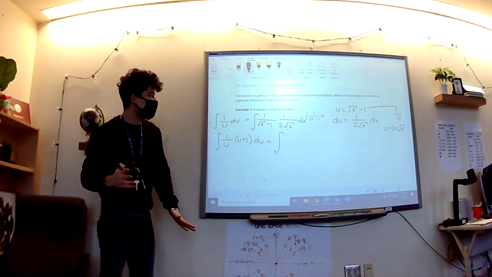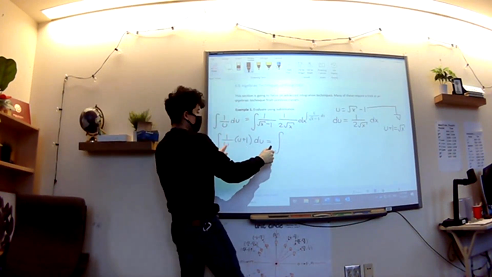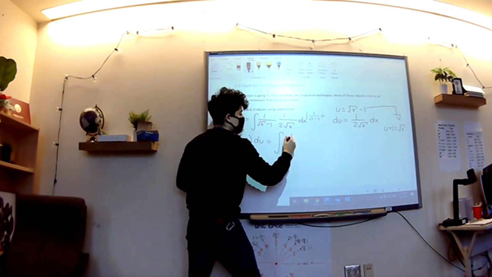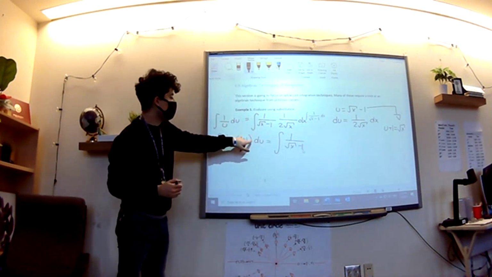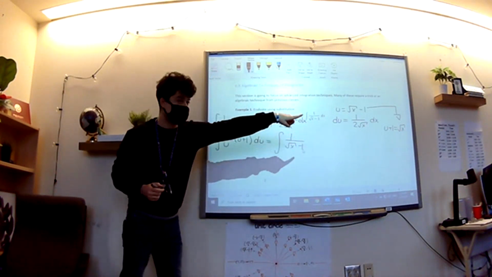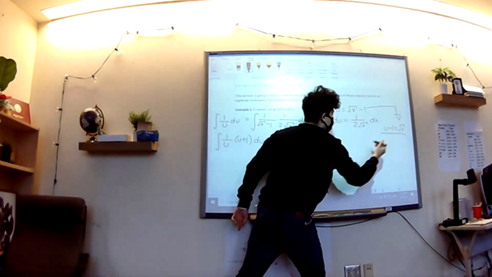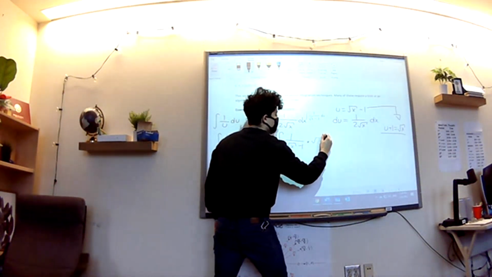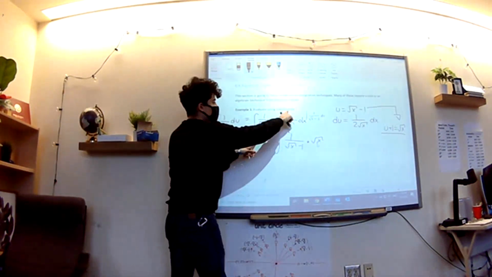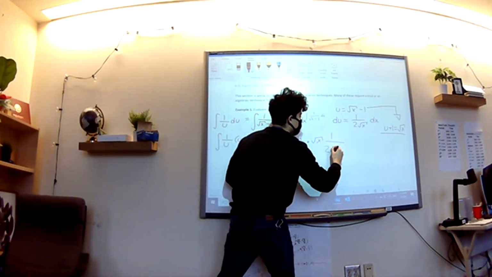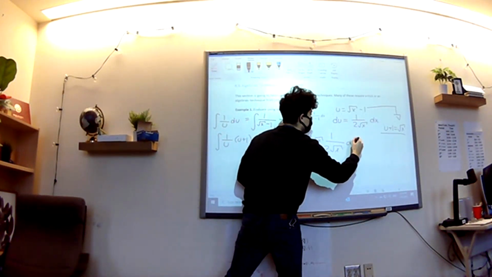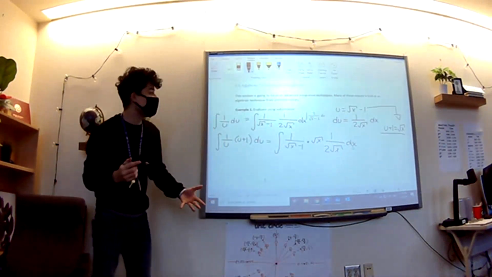And again, all that does is it gets me 1 over u is this part. u plus 1 is times another square root of x. We just said u plus 1 is square root of x. Times square root of x. And du is 1 over 2 square root of x dx. Okay, so now you can see why we did that.